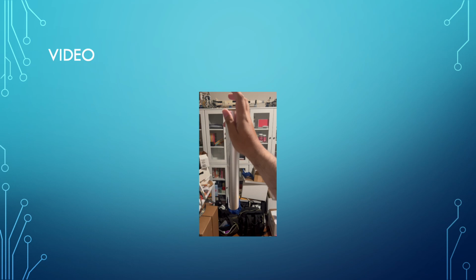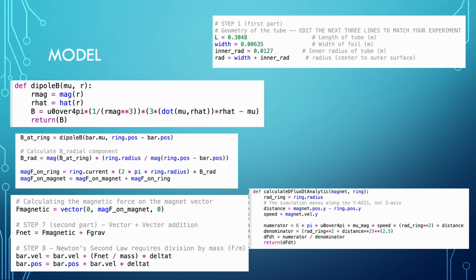We can see that the magnet moves much less quickly through the tube than it does once it's out of the tube. So clearly some force is being exerted upwards. Now let's look at our model.